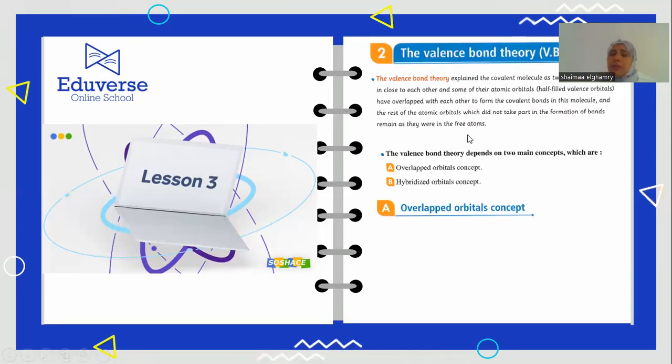To explain the valence bond theory, we depend on 2 main concepts. The overlapped orbital, as we said in the definition, an orbital half-filled, another orbital half-filled, overlap on each other to form the covalent bond. The rest of the orbitals, which are filled with electrons or don't share in forming the bond, remain as they are. Then we have the overlap concept and the hybridized concept.